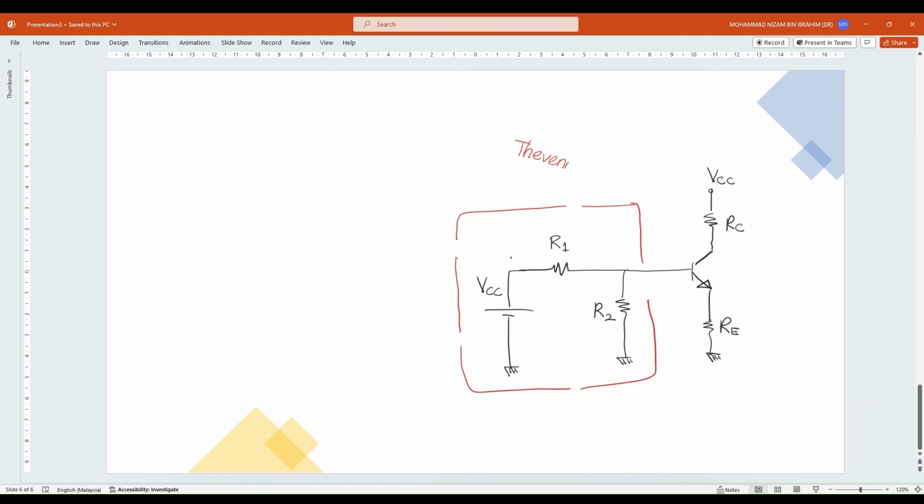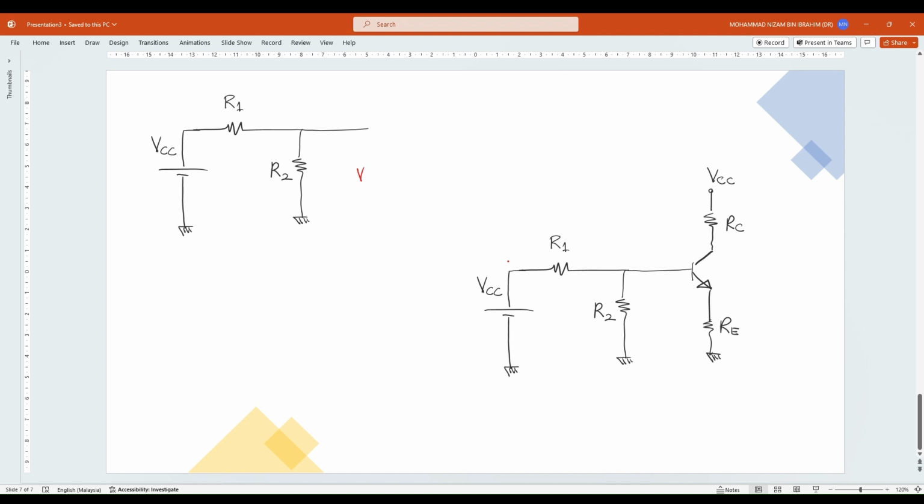Find the Thevenin equivalent circuit at the input side. Thevenin voltage is equal to the voltage across resistor R2. Apply the voltage divider rule. Thevenin voltage is 3 volts.